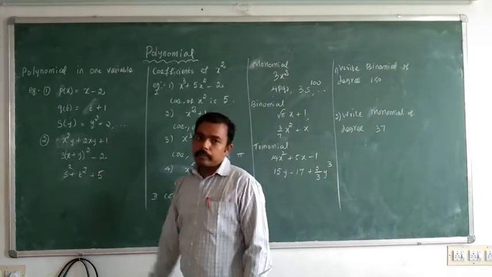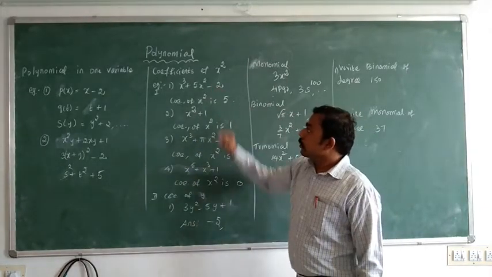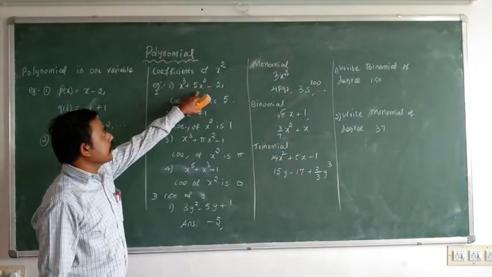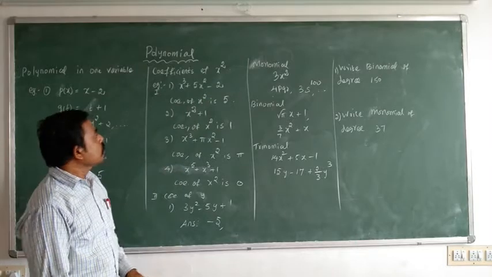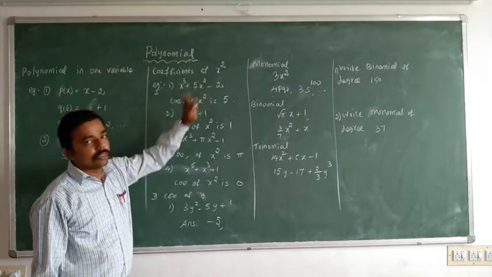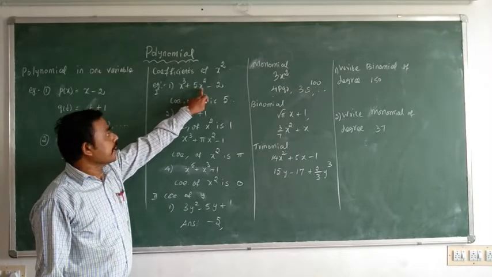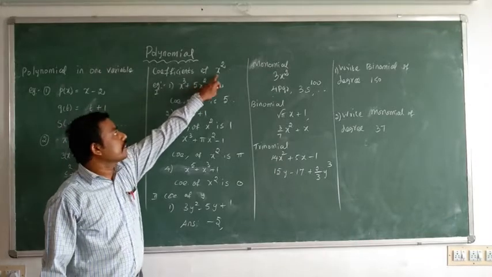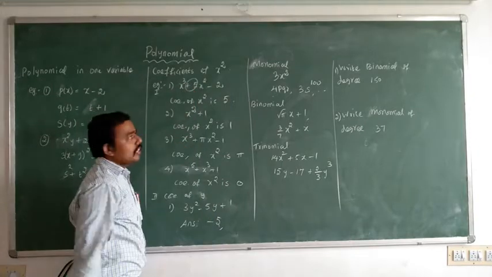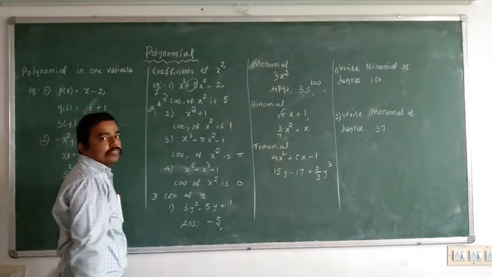You have only one variable. Now how to find the coefficient of x squared? Suppose you have the expression x power 3 plus 5x squared minus 2. Here you have 1, 2, 3 terms. Just see the number nearby the variable x squared. So the coefficient of x squared here is 5, with its sign. Similarly, the coefficient of x power 3 we can write as 1.